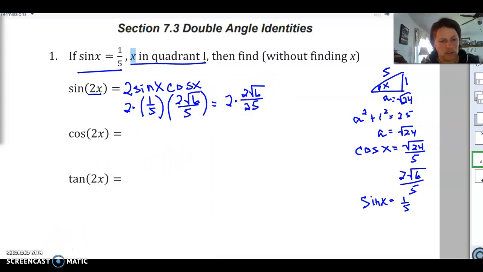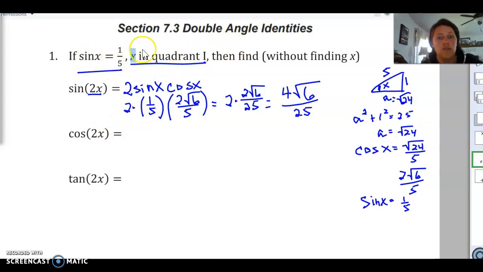Let me pause this just for a second. Okay, we're good. I was looking at the wrong one and thought I had some really strange answer. Confused myself for a minute, but I'm okay. So 4 square root of 6 over 25 is going to be the final answer for sine of 2x using our double angle identity and also the information that they gave us in the beginning.